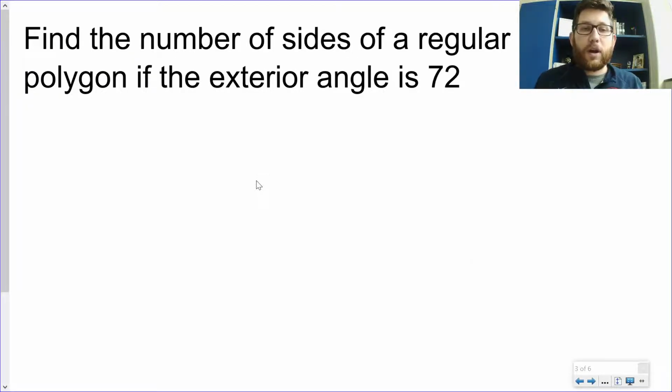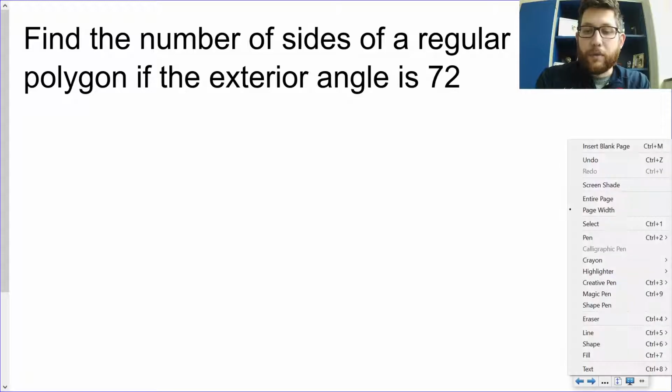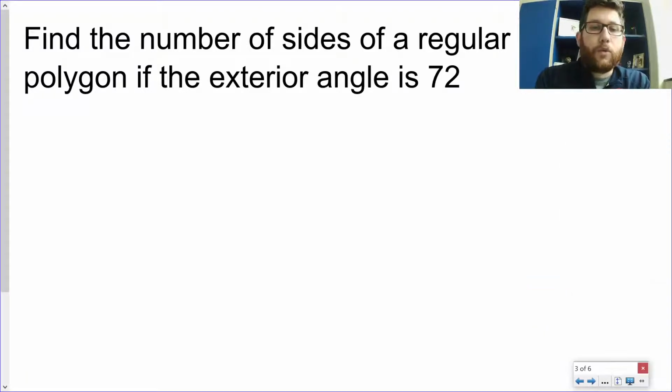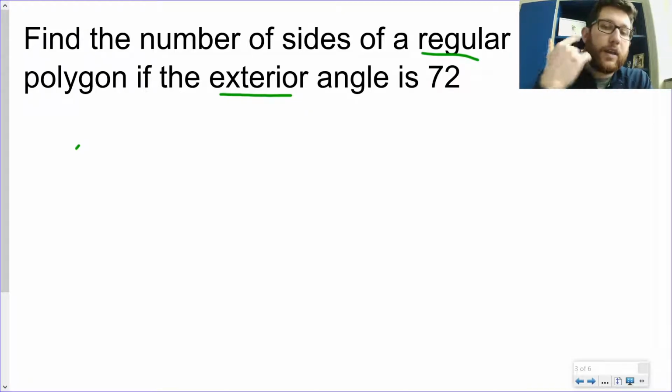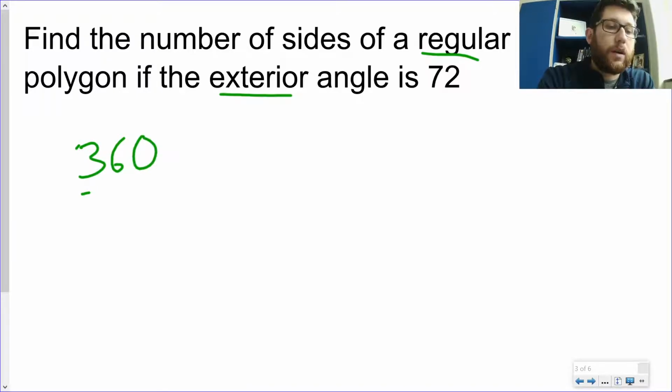Now, let's take a look at a problem like this. Find the number of sides of a regular polygon if the exterior angle is 72. So, this is what we're going to do. We're going to take a look at this and see if we can reason our way to the solution. So normally what I do, my formula, notice my keywords, it's regular. I'm looking for an exterior angle, so I'm doing one angle, it's regular, it's exterior, so my formula is going to be 360 over n.